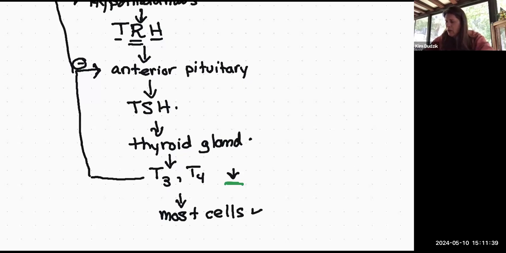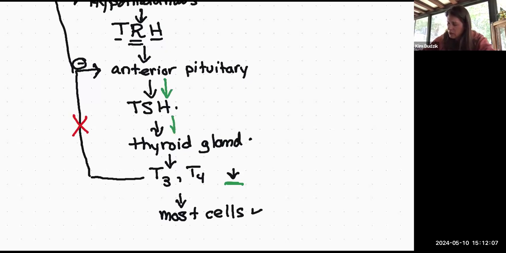Hypothyroidism, okay? So if this is low, then that'll mean that there won't be a negative feedback occurring to the anterior pituitary. And if there's no negative feedback on the anterior pituitary, then it's going to continue to release TSH, which will continue to stimulate the thyroid gland.